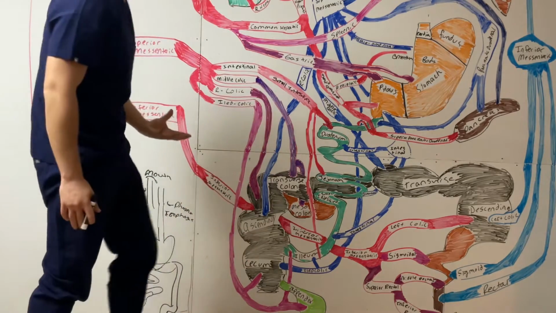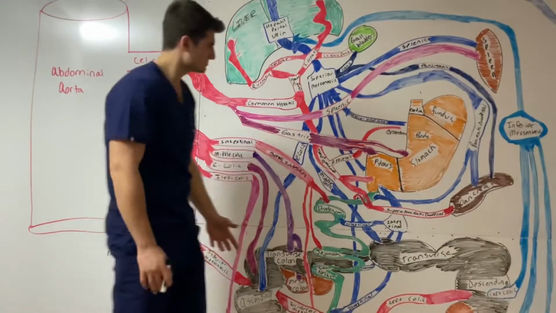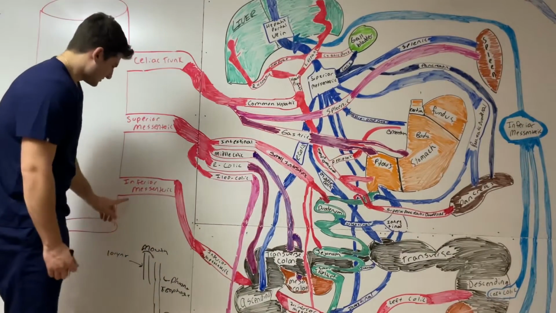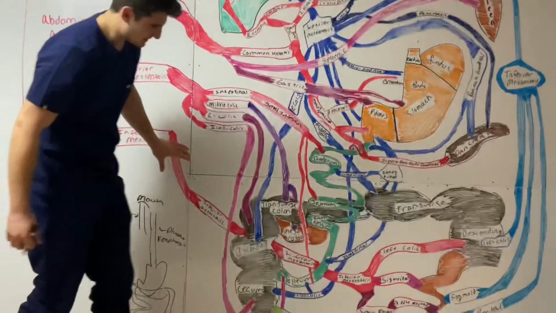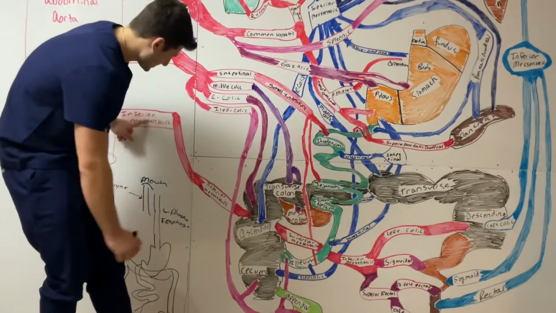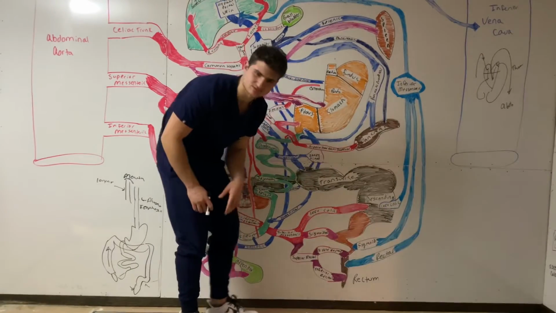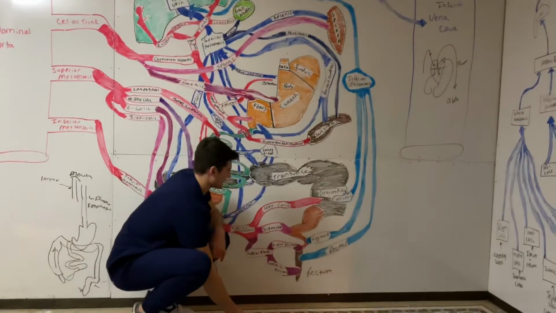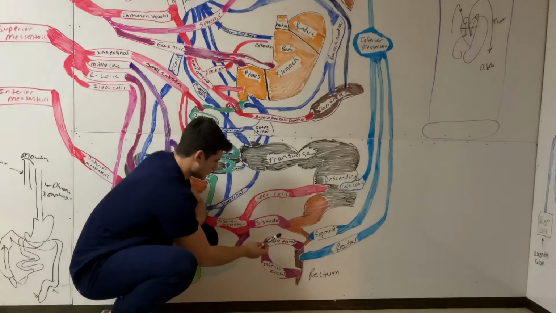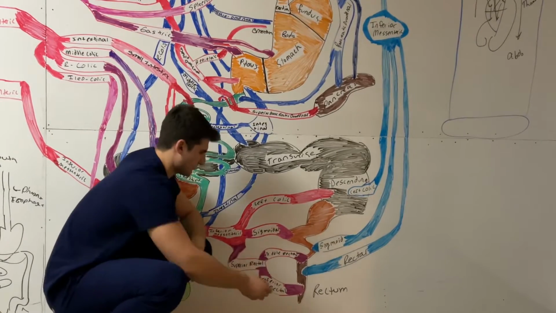Now, how do we supply the left side of the large intestine? I'll show you. Inferior mesenteric artery. You see how I have it traveling all the way across? Inferior mesenteric, inferior mesenteric, right? Branches into a couple regions, not too bad. It branches into the left colic, the sigmoidal, and the superior rectal.